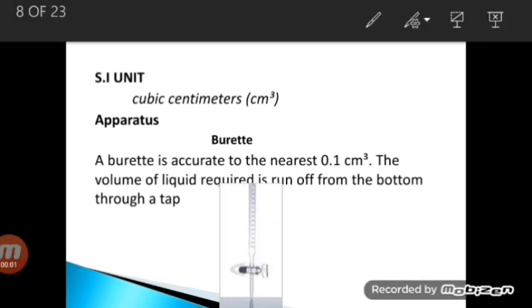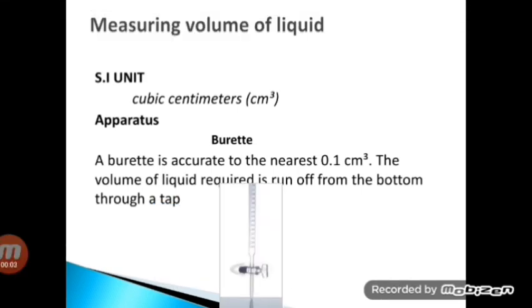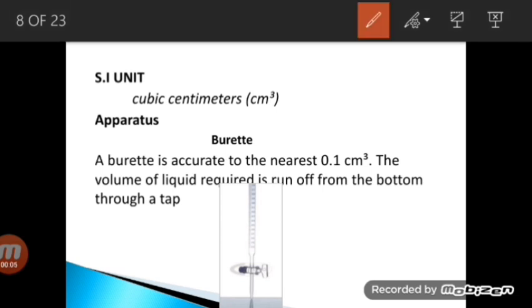Burette is the apparatus which is used to measure volume of the liquid, and burette has an accuracy rate of 0.1 cubic centimeter. So it can easily measure the volume of liquid. This is its diagram. Here you can see it has one knob.